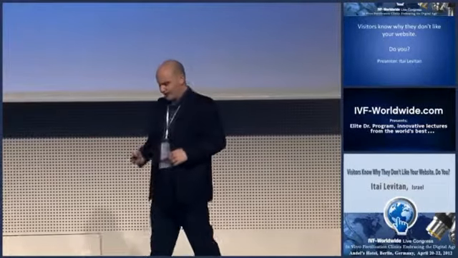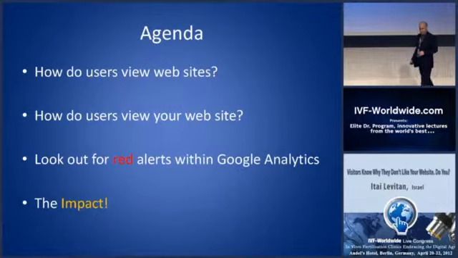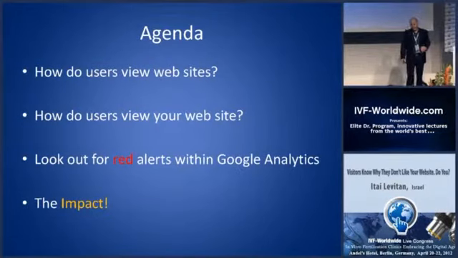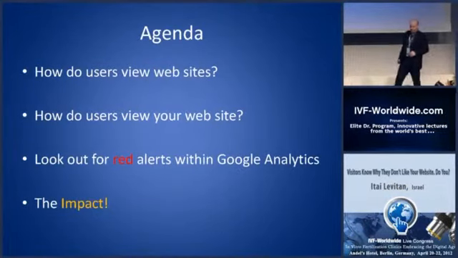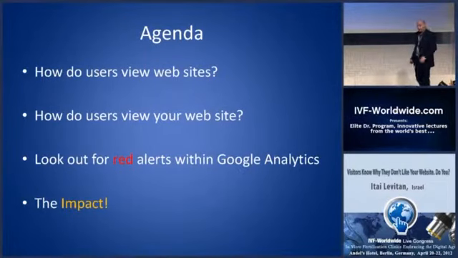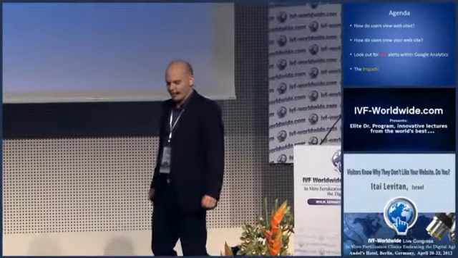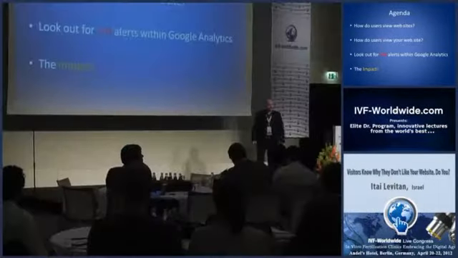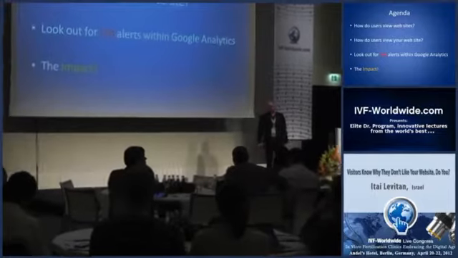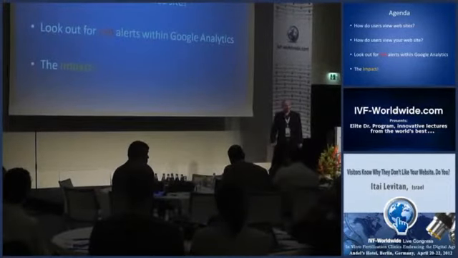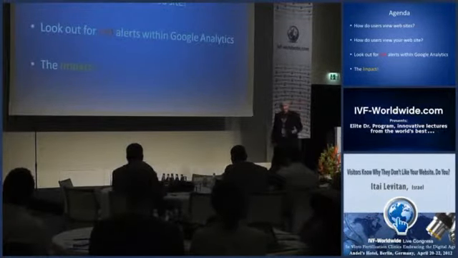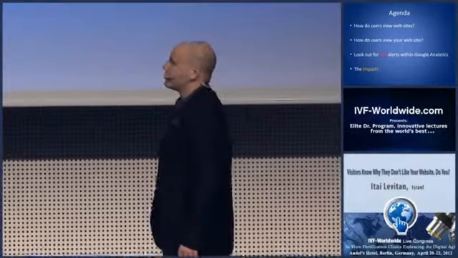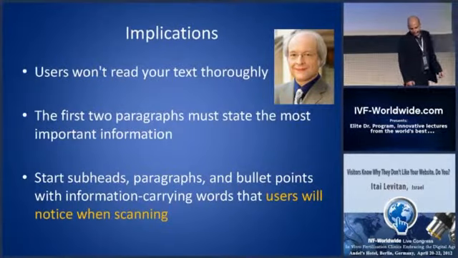Okay, we'll go to our third session of this morning, and we'll talk about how users view, in general, how they view websites. We'll give you some tools for checking how users view your website, with some things to take home, as usual, and to look out for some red alerts within Google Analytics, and quickly wrap up with the impact, as in financial impact, and the motivation for improving the performance of your website.